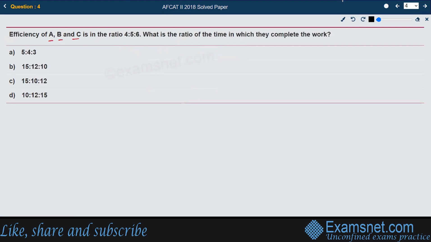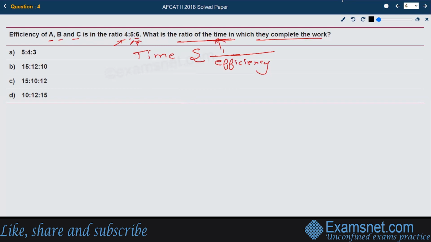Efficiency of A, B, and C is in the ratio 4, 5, 6. What is the ratio of the time in which they complete the work? So this is a time and work question. As we can understand, time is inversely proportional to efficiency. The time taken to do a work is obviously inversely proportional to the efficiency of the person doing the work. So he has given us the ratio of efficiency 4, 5, 6, and he's asking for the ratio of the time they take to do the work.